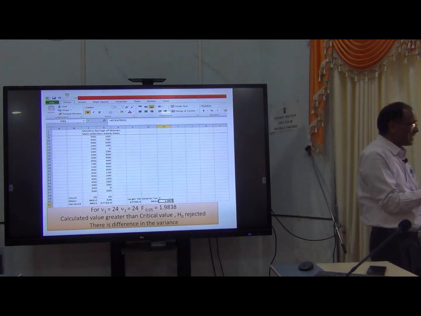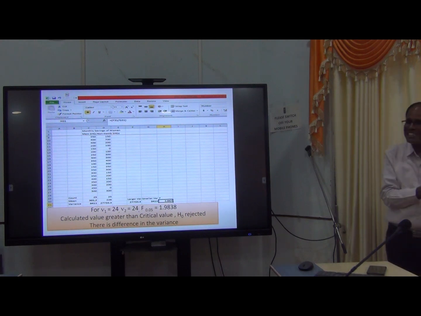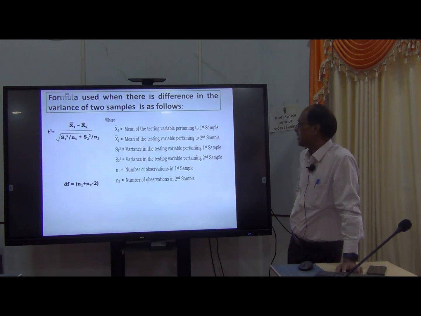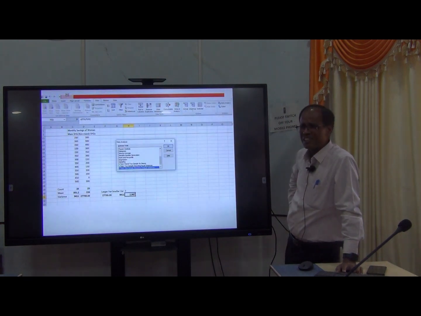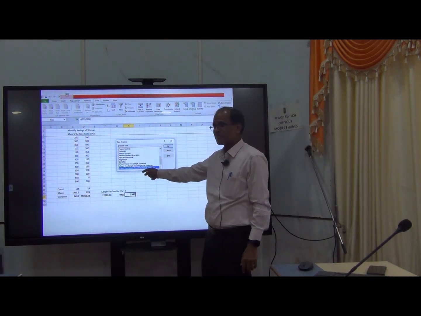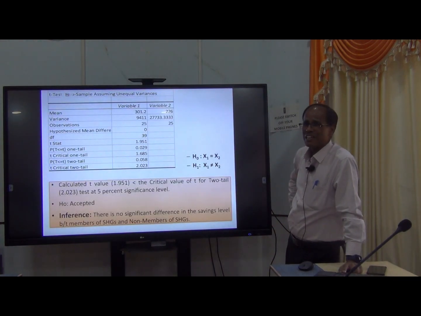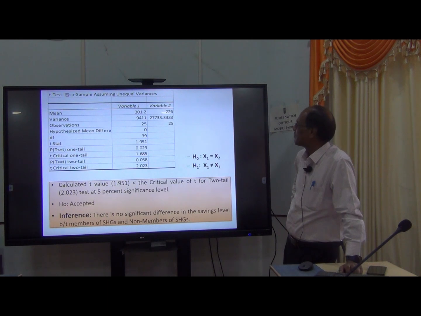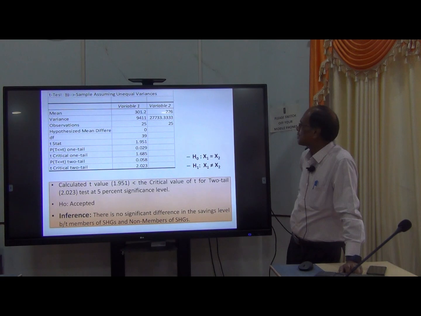Variance is not just a value. It has to reflect the social context. So variance will be more there, and the null is rejected here. Therefore there is a difference in the variance. So in this context we have to use the formula used when there is a difference in the variance of two samples. You need not worry about that. Go to your Excel. Select the option assuming unequal variance, not the other one. Give the data range and click OK. It will give you the result like this. Savings level among the members was a monthly average of 301, for non-members 226. The variance is also significantly different: 9,411 for members, and 27,733 for non-members.